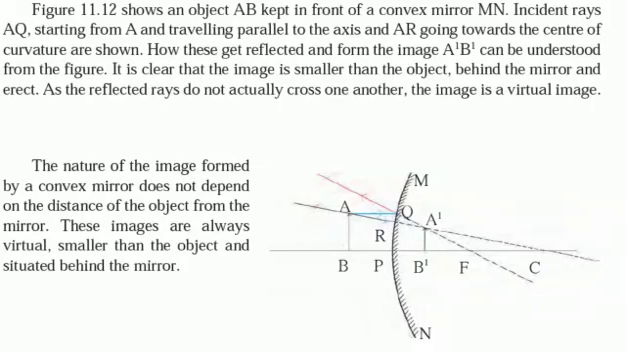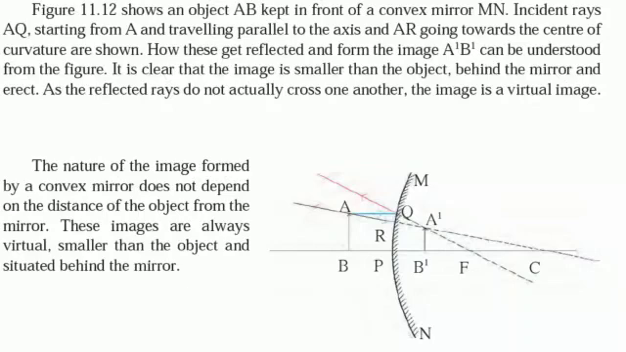Children, always remember, object will be AB, any alphabets you can take, but if AB is an object, then the reflected image of that object will be A1, B1. So your object is AB, and after reflection it forms the image A1, B1. It is clear that the image is smaller than the object. You can see in the picture, the size of the object is bigger than the image, the image is behind the mirror and erect.